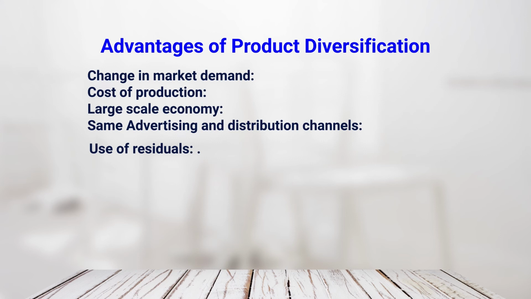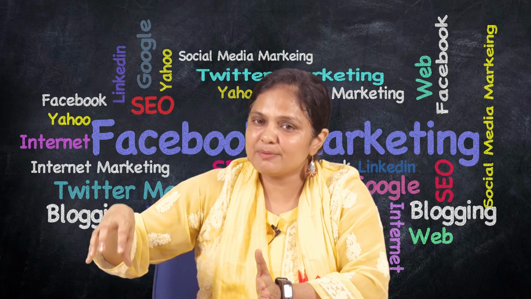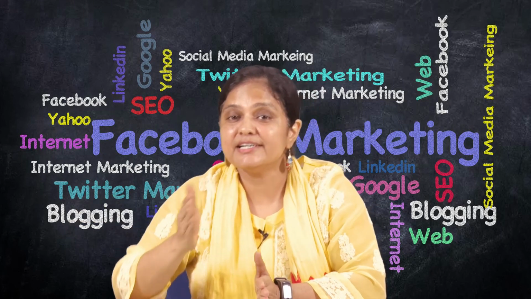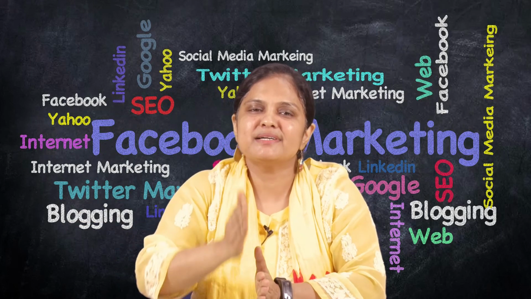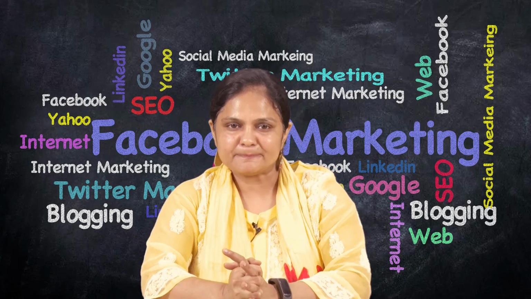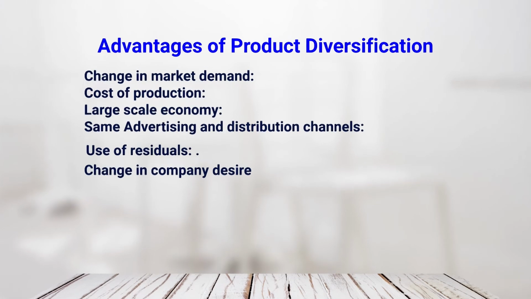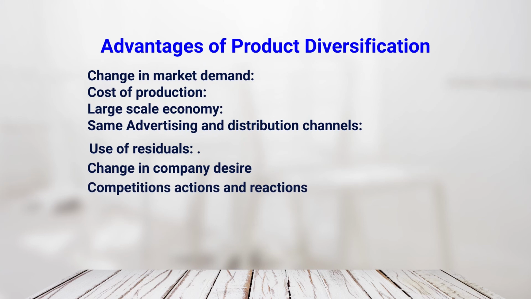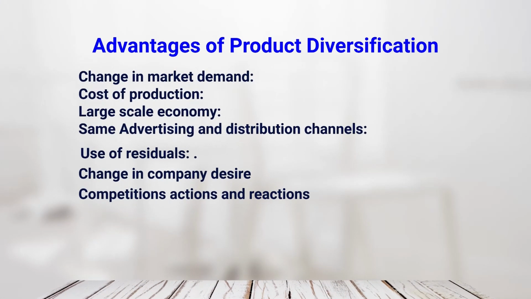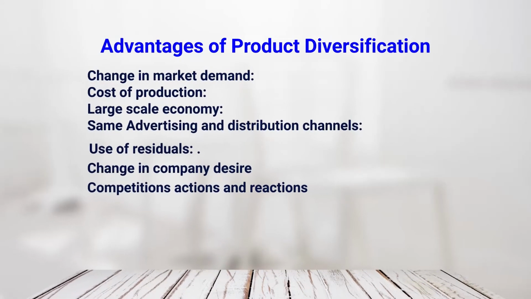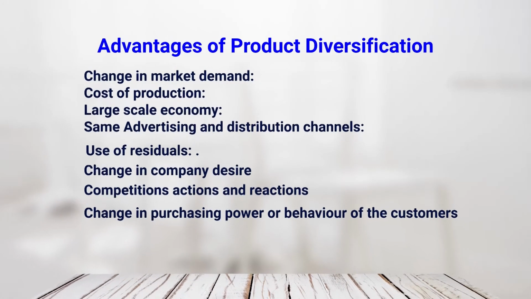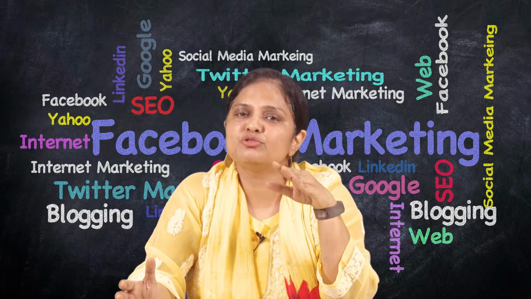Maybe use of residuals. Suppose the company is a manufacturing company, and it has a byproduct. If the company can see that there is going to be a demand for that byproduct, and it can be converted into a main product, then in that case also a product mix decision would be a good choice. Likewise, a company may have a desire to make changes for the sake of making changes. If the competitors in the market are making alterations in their product mix, the company is also bound to make changes in its product mix. And if there is a change in the purchasing power or behavior of the customers, the company may also decide to change its product mix.